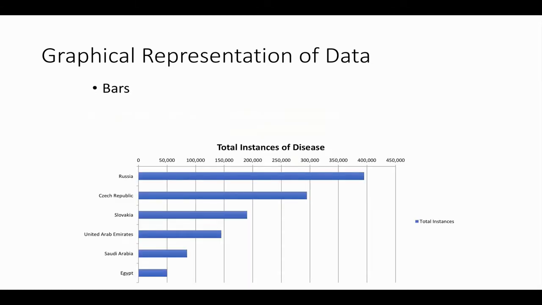So here's our bars, but you can still tell lies with bars. Here's our total instances of disease. I just made this up. These are just made up numbers, okay?